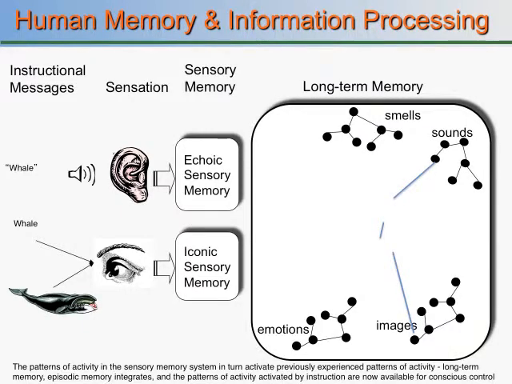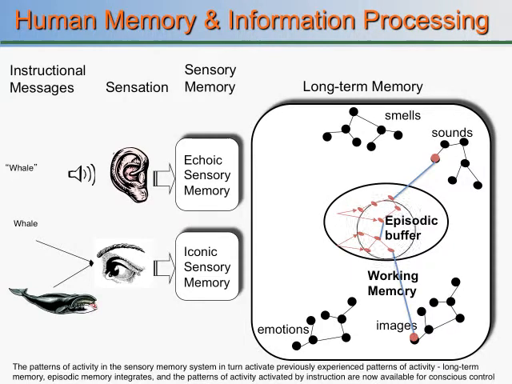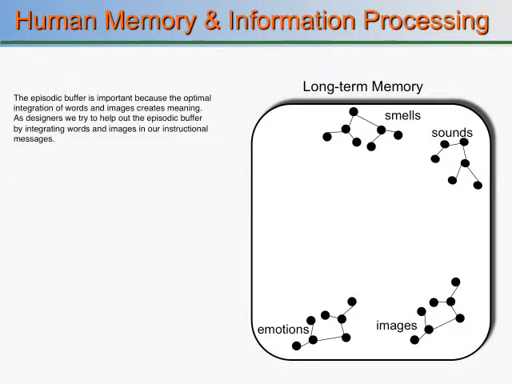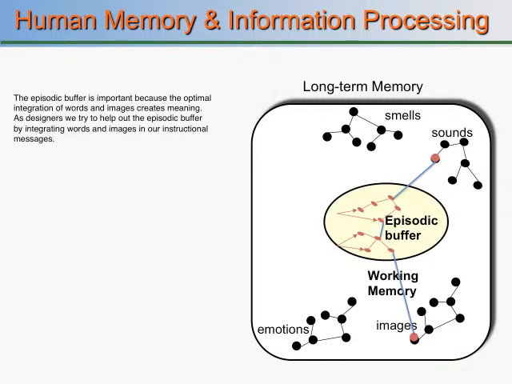So long-term memory and then episodic memory integrates this, and the patterns of activity activated by instruction are now available for conscious control. This takes place in the episodic buffer, which is in working memory. The episodic buffer is important because the optimal integration of words and images creates meaning. As designers, we try to help the episodic buffer by integrating words and images in our instructional messages.